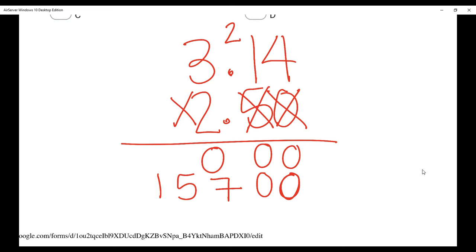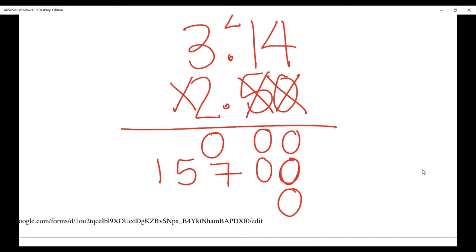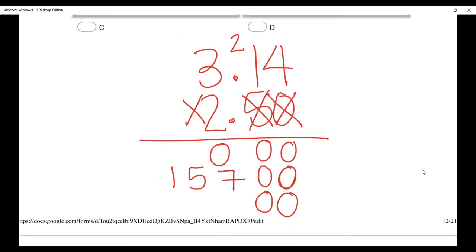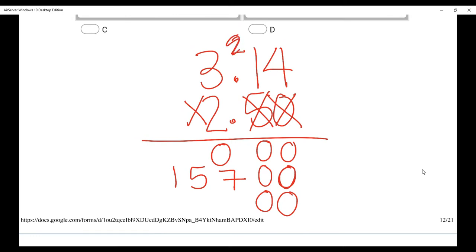Okay, now I have 2 placeholder zeros that I have to add. And I can cross off this 2. 2 times 4 is 8. 2 times 1 is 2. 2 times 3 is 6. Now I add up everything.